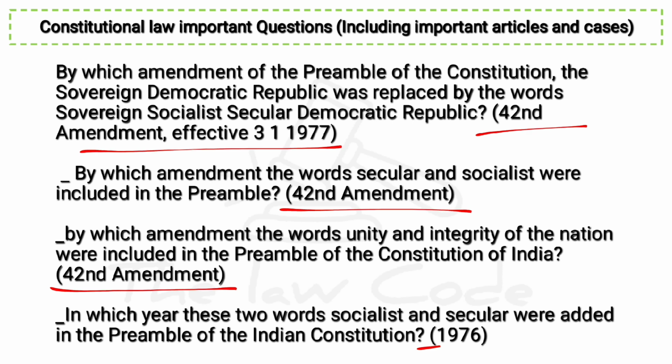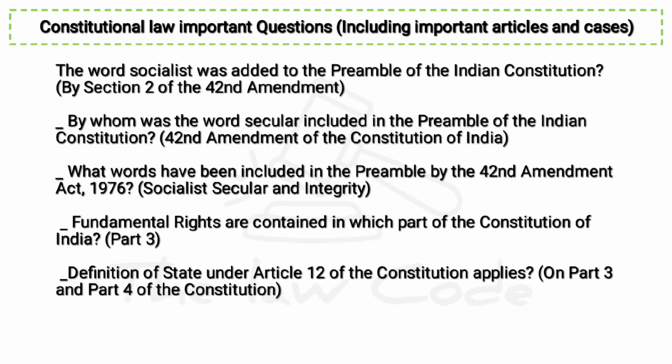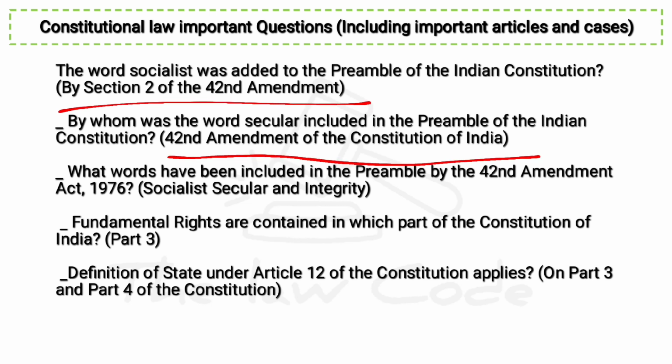In which year these two words socialist and secular were added in the preamble of Indian Constitution? 1976. The word socialist was added to the preamble of the Indian Constitution by section 2 of the 42nd Amendment. By whom was the word secular included in the preamble of the Indian Constitution? 42nd Amendment of the Constitution of India. What words have been included in the preamble by the 42nd Amendment Act 1976? Socialist, secular, and integrity. Fundamental rights are contained in which part of Indian Constitution?